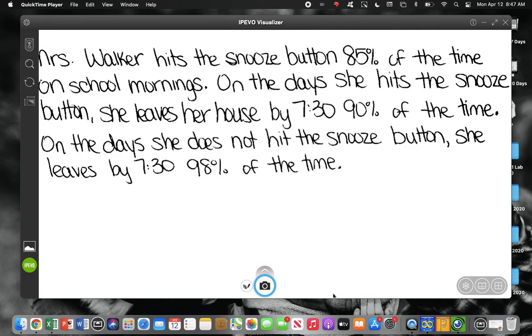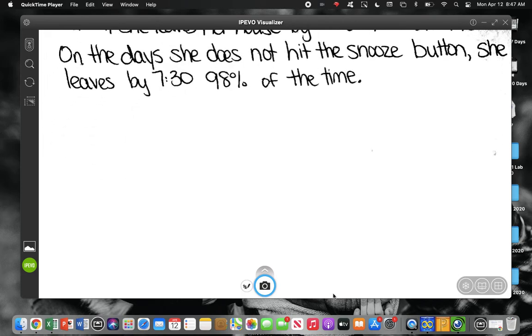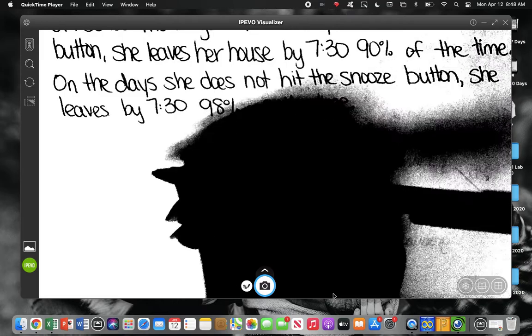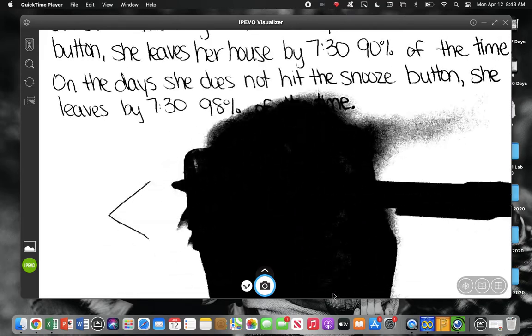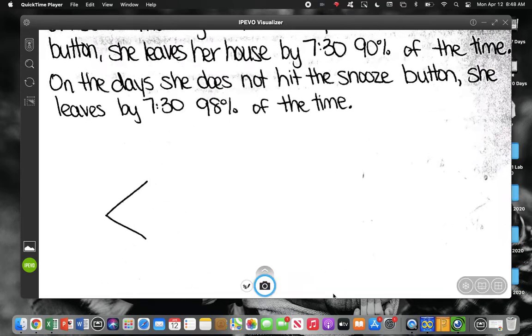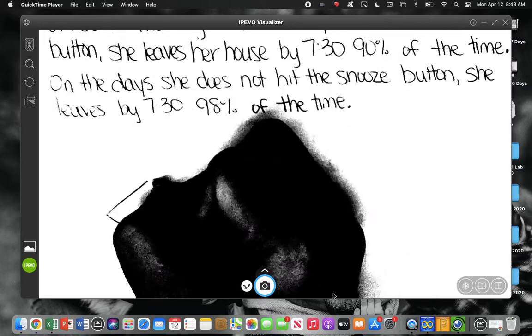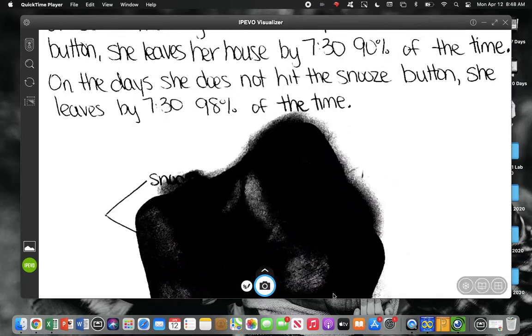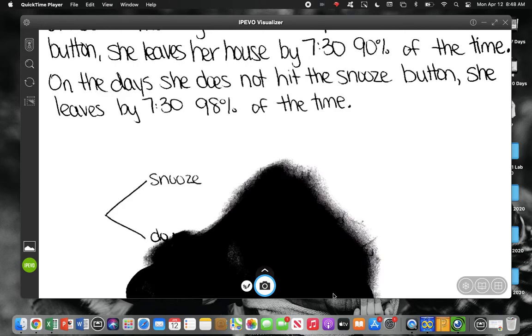All right. So, do you guys think we have enough information to make a tree? Oh yeah, for sure. All right, so what's the first thing that's happening in this? Am I leaving my house or am I hitting the snooze button first? Whenever I make my tree, I have two options in the morning whenever my alarm goes off. Snooze or do not snooze.